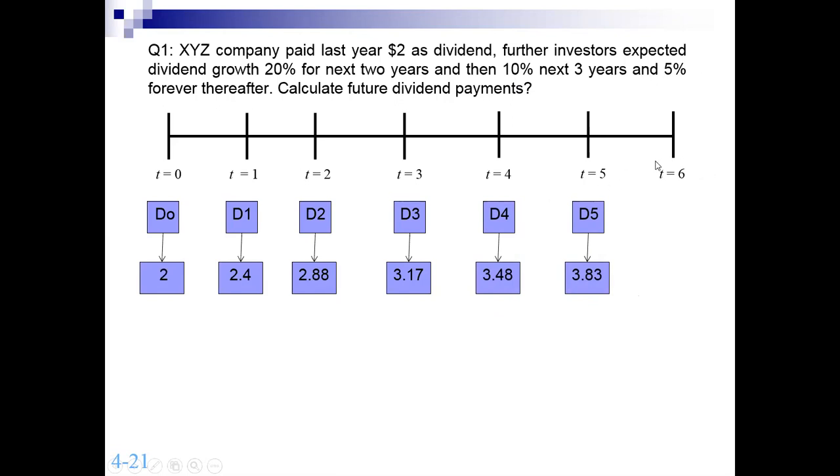So can you calculate what dividend the company should pay at the end of the 6th year? I'm sure you can. How? This dividend is given as 3.83. If you just hold your video over here, calculate 5% on this one and add that 5% to this, I'm sure that you will be able to get a dividend of 4.02.